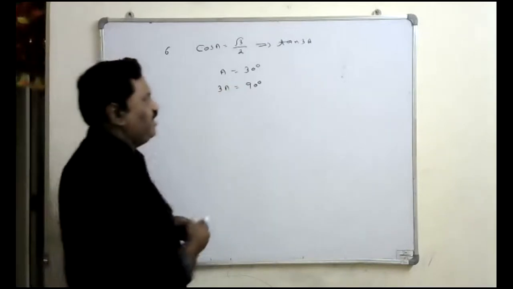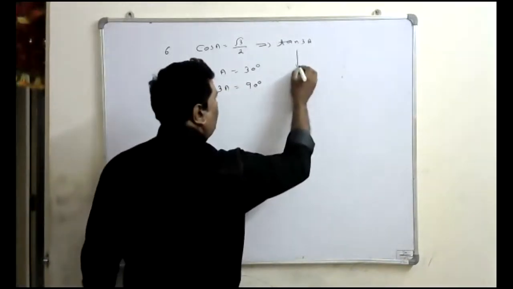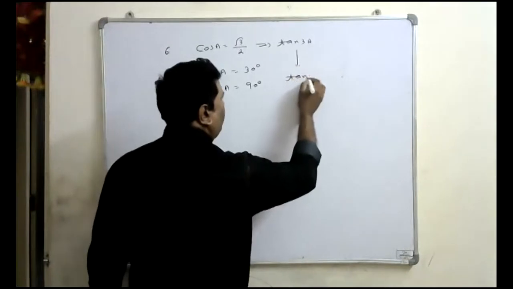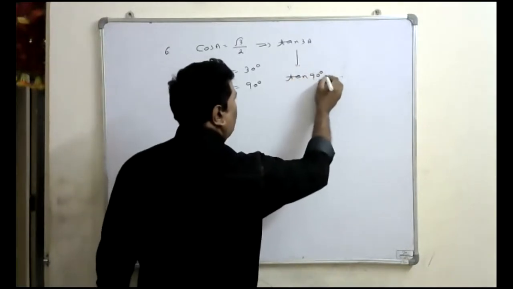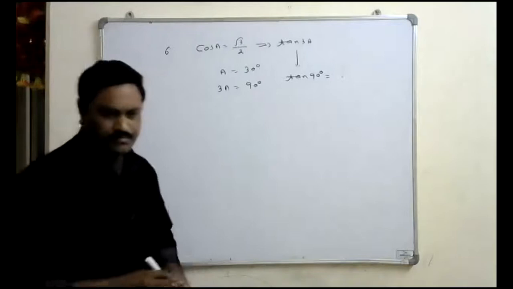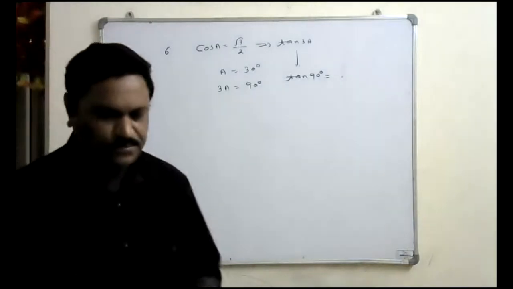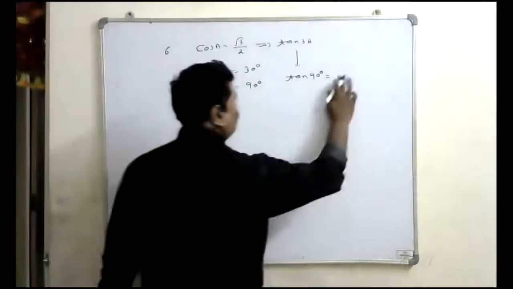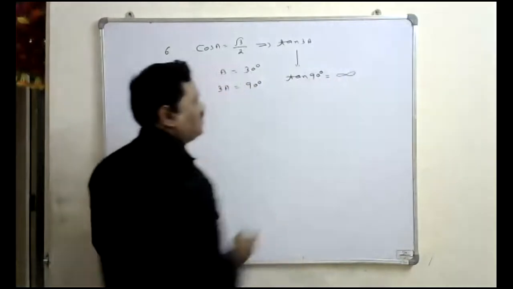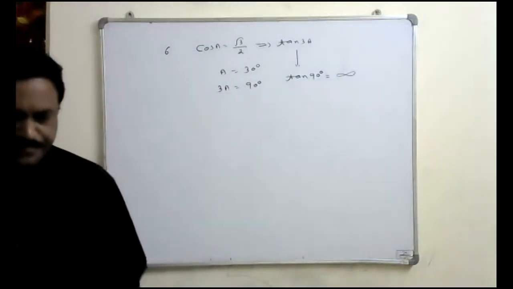We substitute that here. I want to find tan 3A, that means tan 90 degree. What is the value of tan 90? Infinity. Not defined. So this value is not defined, that is the answer. That is infinity.